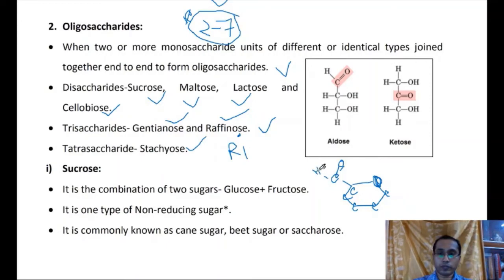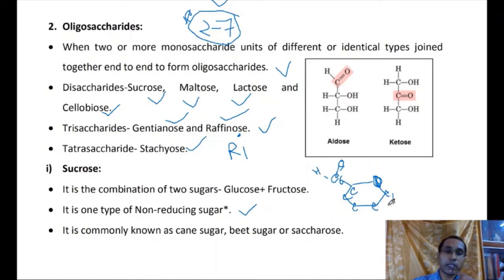So this is the 6th carbon atom and this is the 1st carbon atom. So glucose plus galactose, glucose plus fructose is called sucrose. So in case of sucrose, what will be the changes? I can see this is one type of non-reducing sugar.